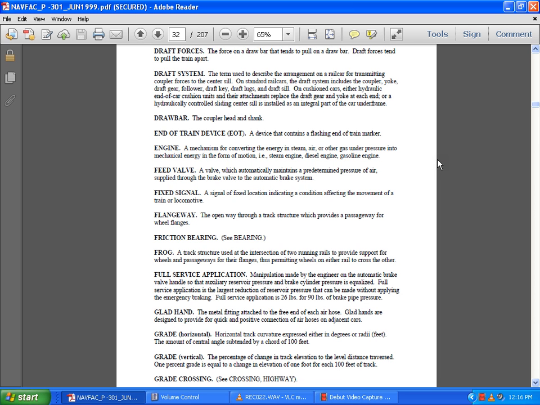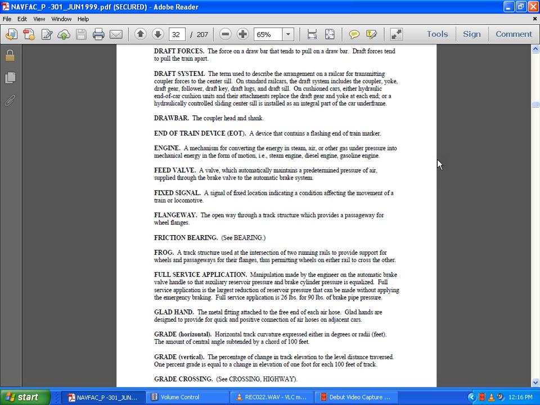A full service application is a manipulation made by the engineer on the air brake valve handle, where auxiliary reserve pressure and brake cylinder pressure are equalized. A full service application is a reduction of reserve pressure that cannot be made without applying emergency braking; full service application is 26 pounds from 90 pounds of brake pressure.